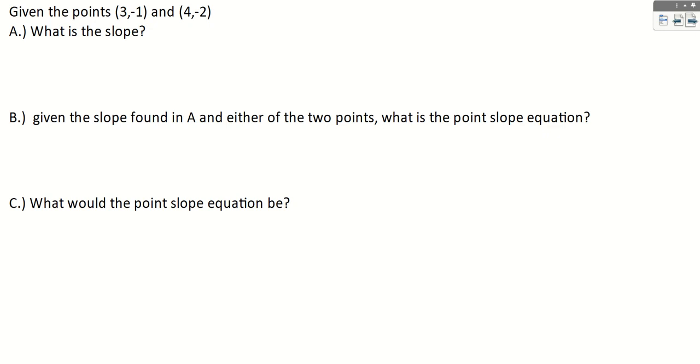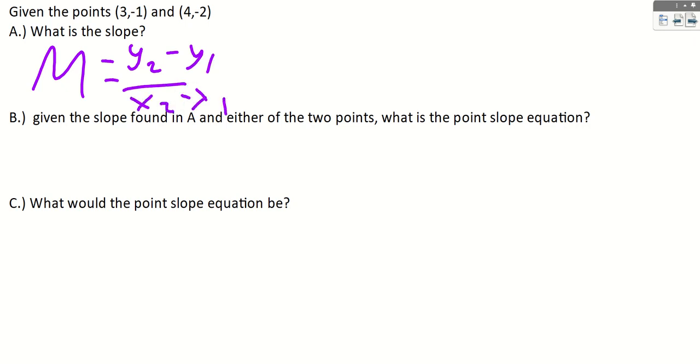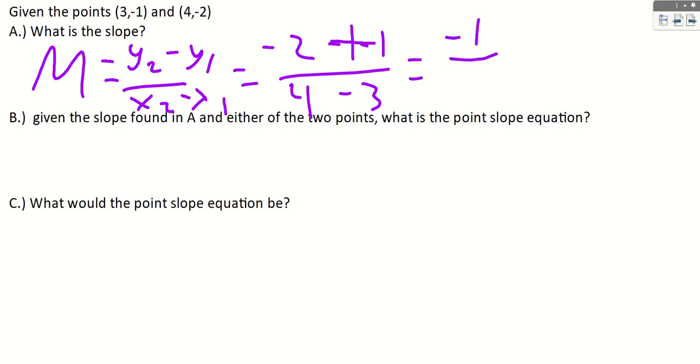All right, given these 2 points, what's the slope? Slope is y2 minus y1 over x2 minus x1. And then I'm just going to plug in my numbers. Two negatives touching means positive. So then I get negative 1 up top, positive 1 on the bottom. So negative 1 is my slope.